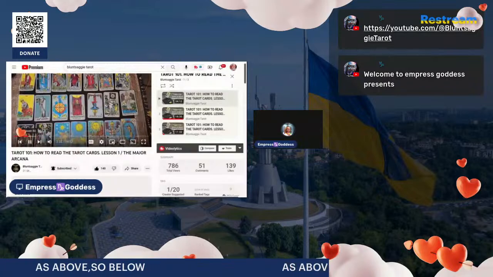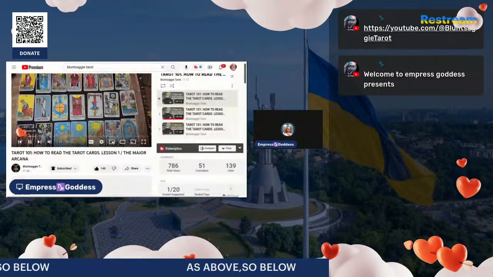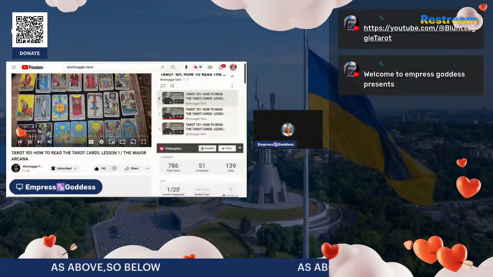I'll talk about things that are separate or different within each card as we go through. So let's get into this. I do hope this helps you. I love tarot, and I feel tarot is a great tool to help us through our journey.